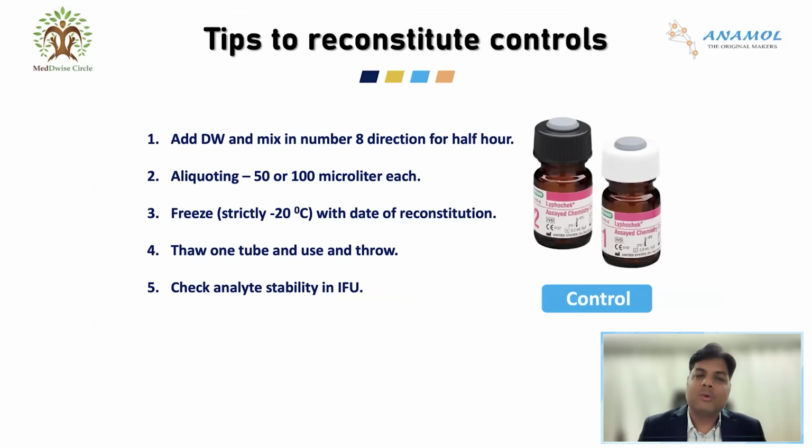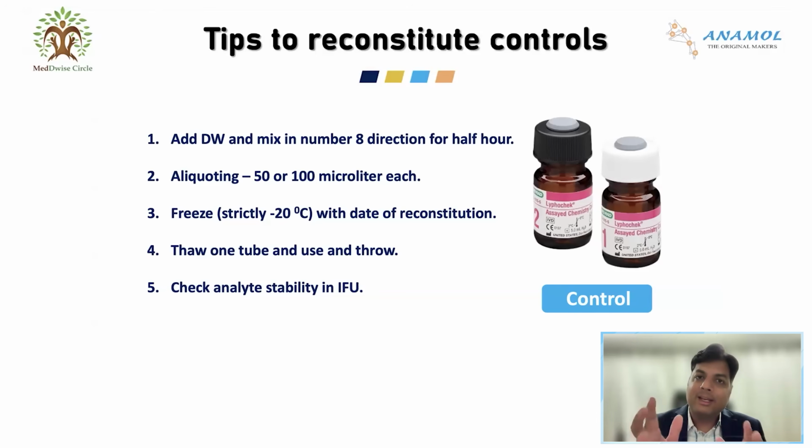So for reconstituting control vials, we need to first take distilled water and add the volume of distilled water which is printed either in the pack insert of the control or on the label of the control vial. Let's say, for example, if we have to add 5 ml of distilled water in one vial of control, then we have to accurately take 5 ml only, and then add it to the control vial. And we have to mix the control vial in the direction of number 8. This will ensure that the contents of the powder are equally distributed in distilled water.